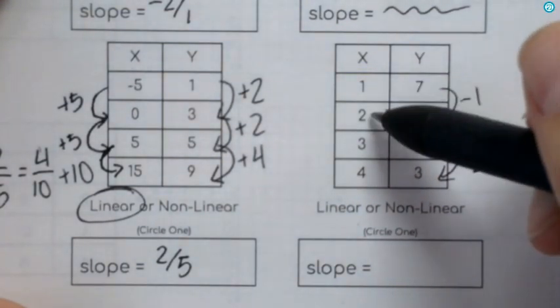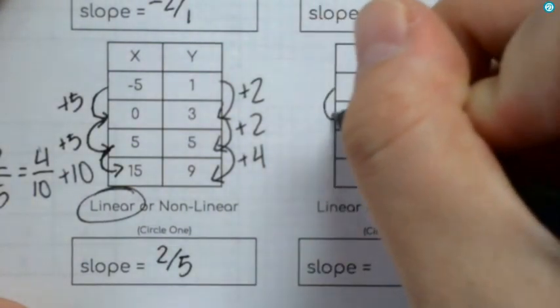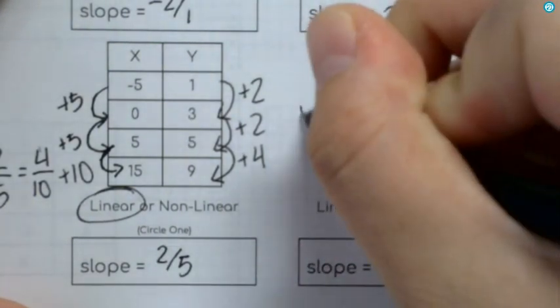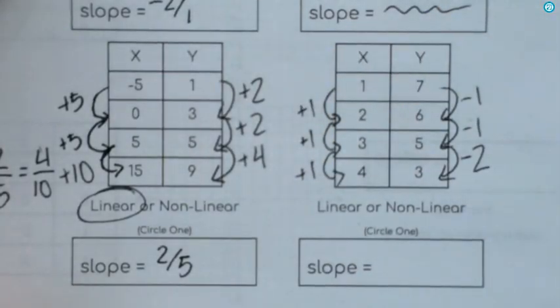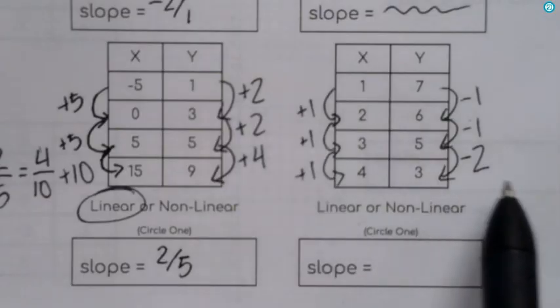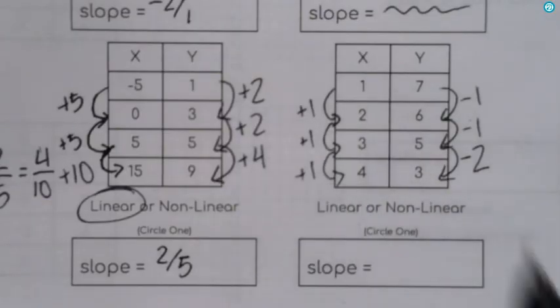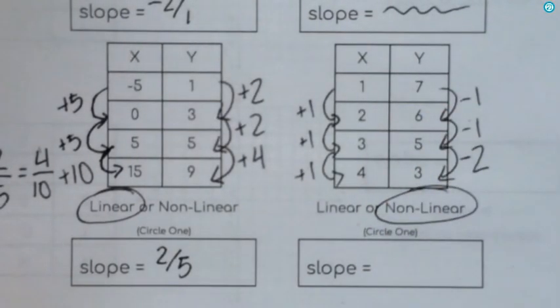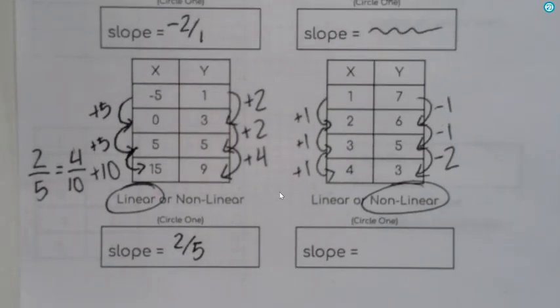Right here, I've got 1, 2, 3, 4. So those are all going up 1. Up 1, up 1, up 1. On this one, -1 over 1 is not the same thing as -2 over 1. So this one is non-linear. But you do need to check to see if there's a chance that those fractions do equal each other. All right, any questions right now?